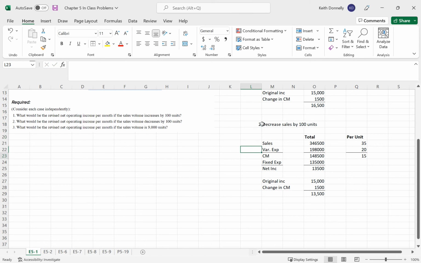Okay, that was 2. Let's look at 3 here. The idea in this case is what would be the net income or the net operating income if you sold 9,000 units? So again, we can, in this case, just copy this down.